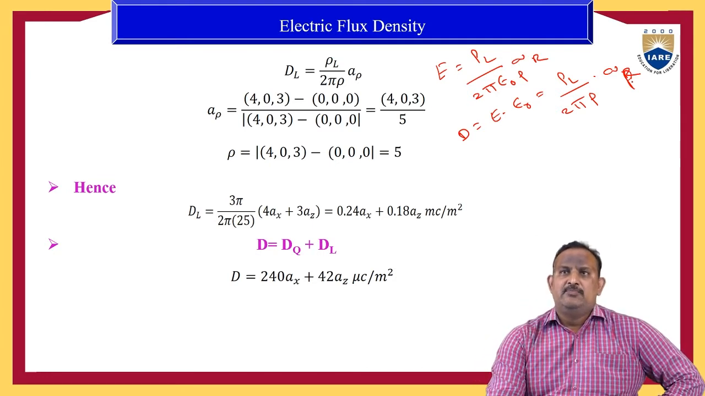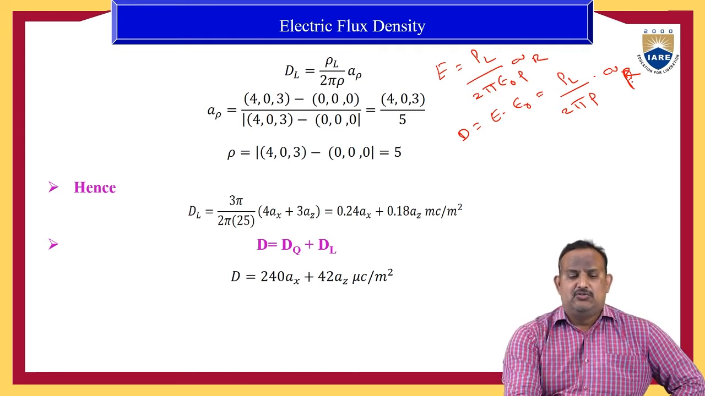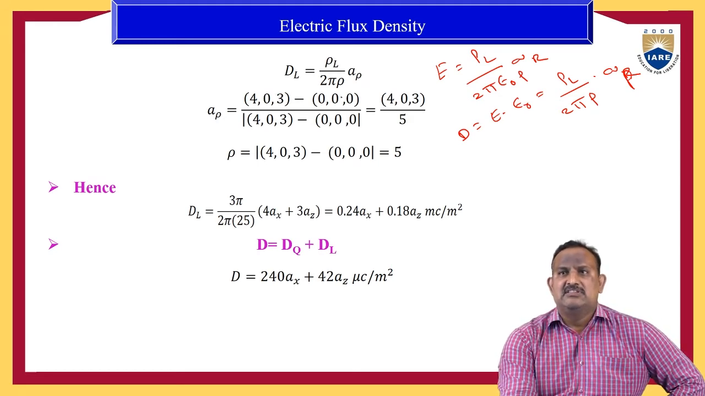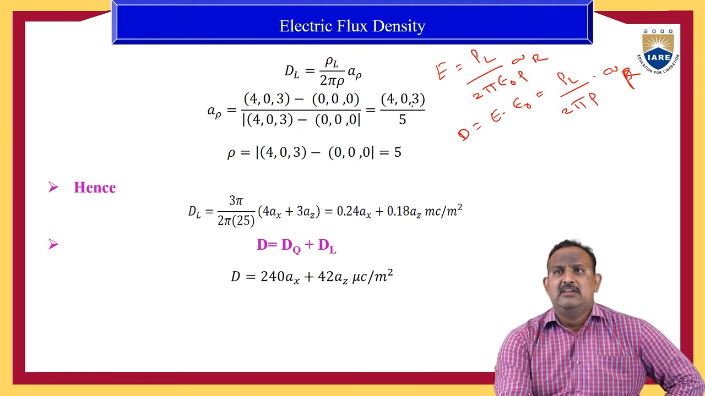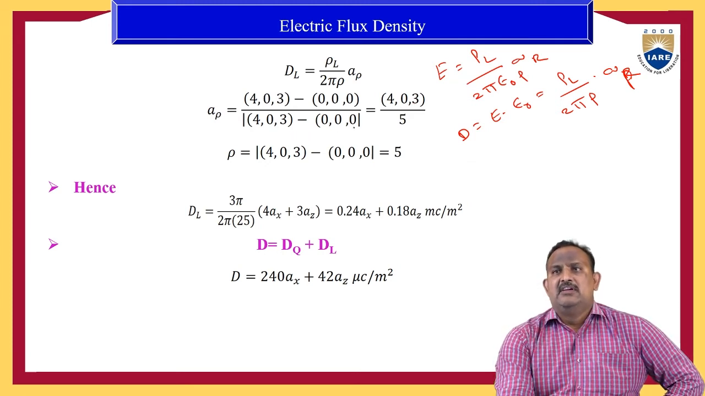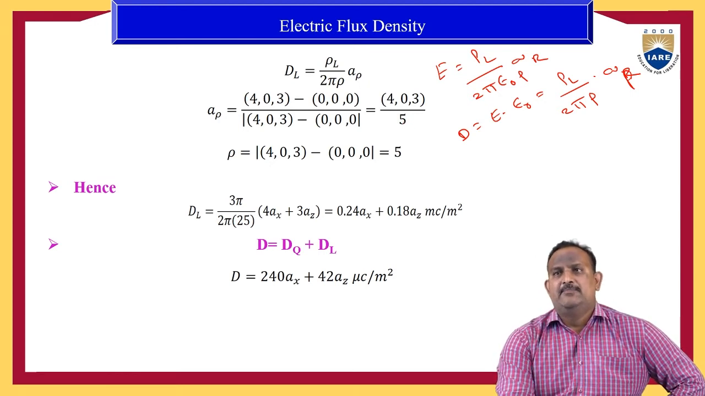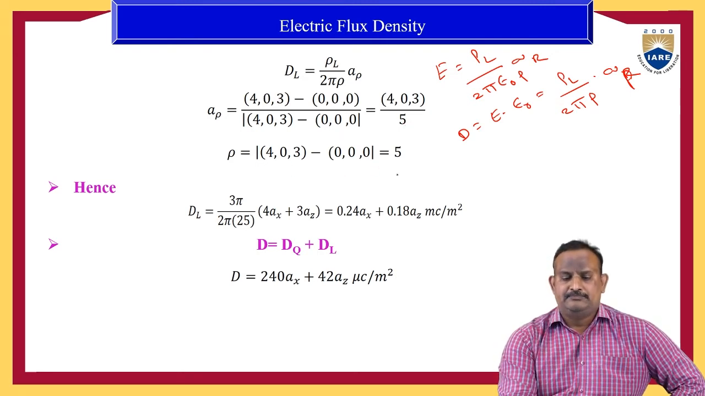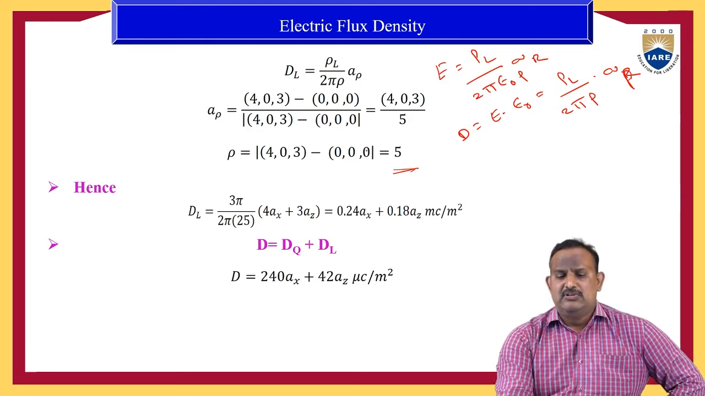Here a rho is equal to r by mod r, the distance vector divided by its modulus, where the 2 points are 4, 0, 3 and the origin 0, 0, 0. Therefore, the distance vector is 4, 0, 3, with an x component and a z component. The modulus of the distance is root of 4 square plus 3 square, which is root of 16 plus 9, root of 25, which is 5. And rho is the magnitude of the distance, so rho is equal to 5.